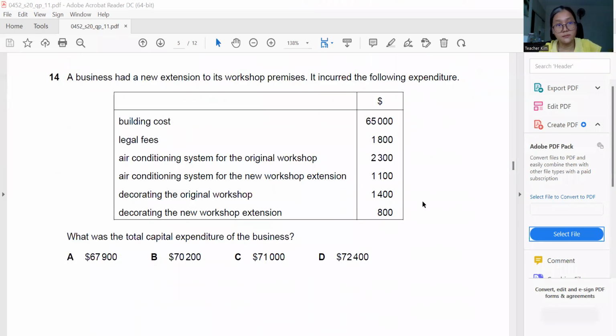Okay, question 14. A business has a new extension to the workshop. That means this is a new non-current asset. It incurred the following expenditure: building costs, legal fee, air conditioner system for the original workshop. This is air conditioner system. System means that this is a non-current asset. Even though it's for the original workshop, this is still considered a non-current asset. Whereas air conditioner for the new workshop, this is quite clear. This one is a non-current asset.